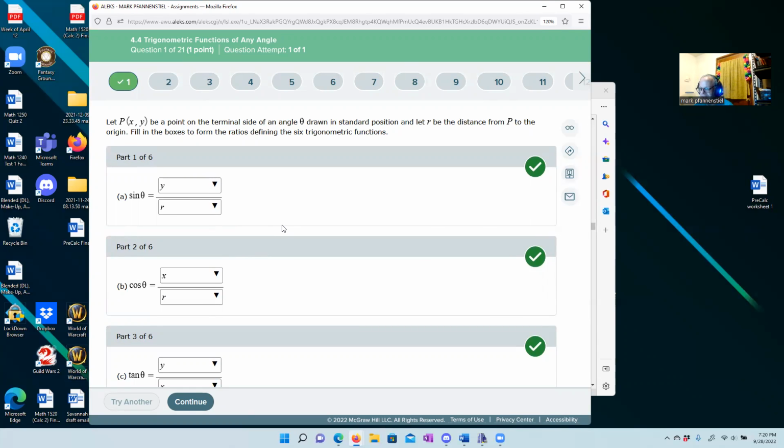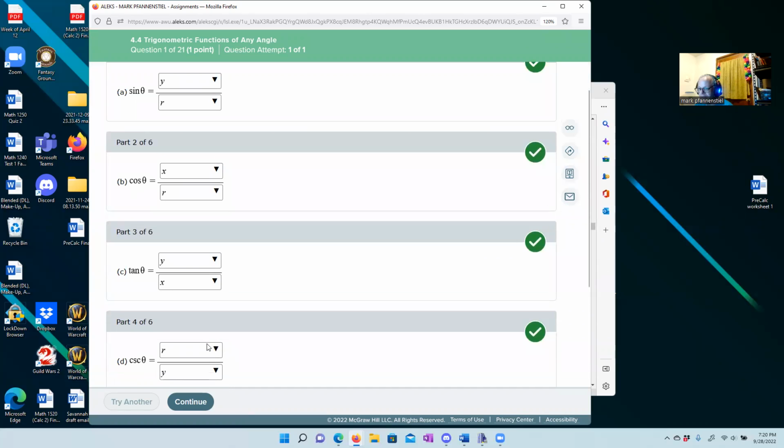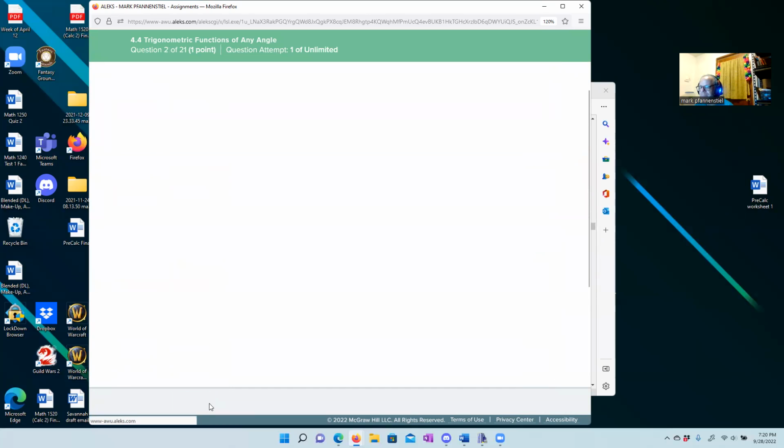So you do want to memorize this, and whatever tool lets you do that, please do that. I don't want to take points off because you didn't remember this. I will, but you really want to have that committed to memory. Okay, so we'll go on to this next one.